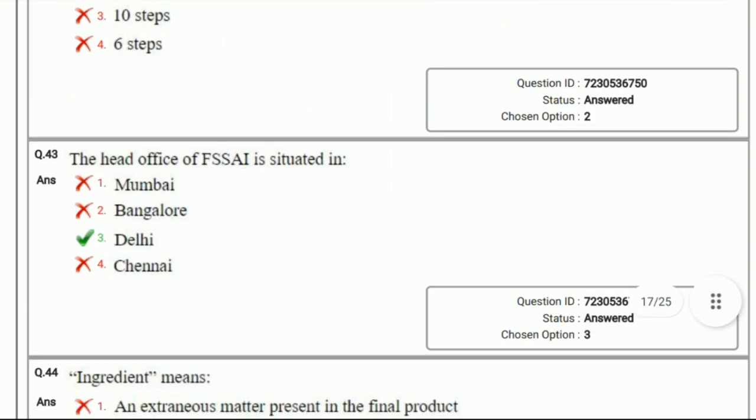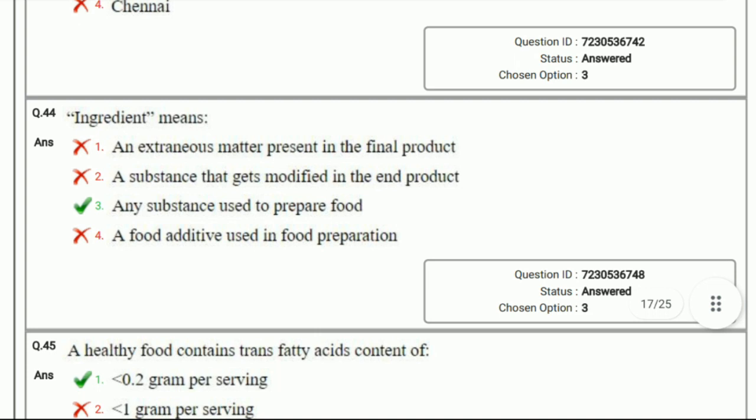The next question is, the head office of FSSAI is situated in. Very simple question. Answer is Delhi. Next question, ingredient means. So ingredient means any substance which is used to prepare any food. So a very simple definition.